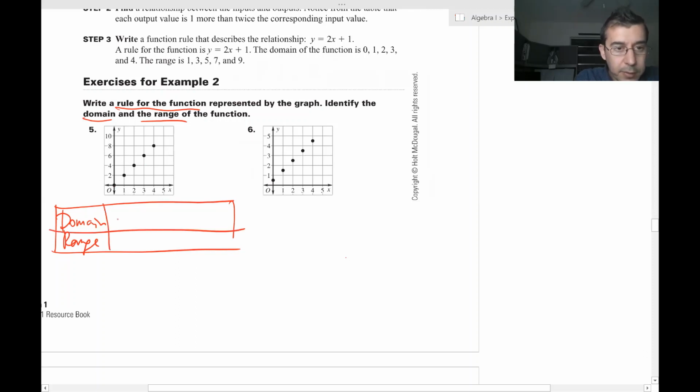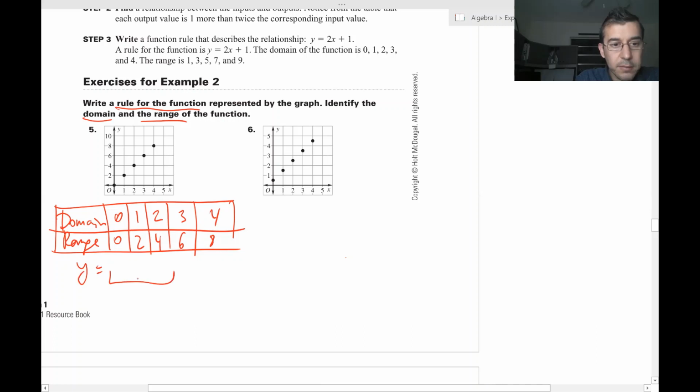The first point is 0, 0. Next one is 1 and 2. Next one is 2 and 4. Next one is 3 and 6. Next one is 4 and 8. The domain values are 0, 1, 2, 3, 4. The range values are 0, 2, 4, 6, and 8.